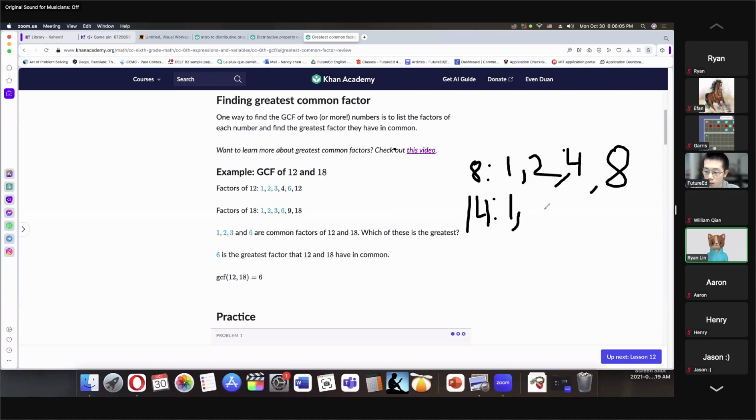7. Okay, so we know that both 2 and 7 divide 14, right? So we have 2, and then somewhere down the line we have a 7. Does 3 divide 14? Ryan? You can say yes or no, or if you don't know, just say you don't know.